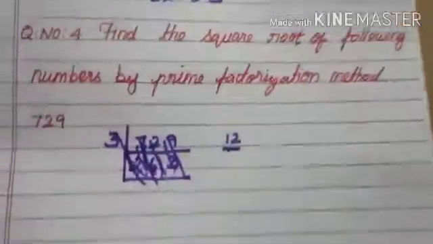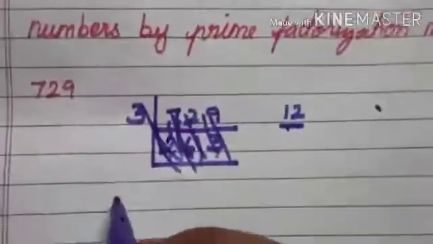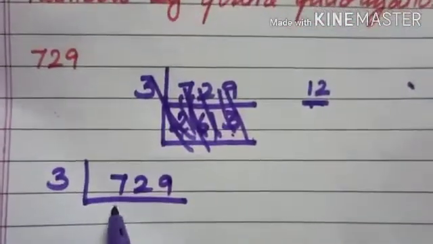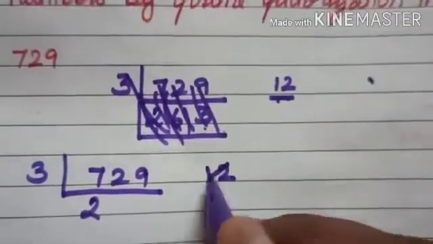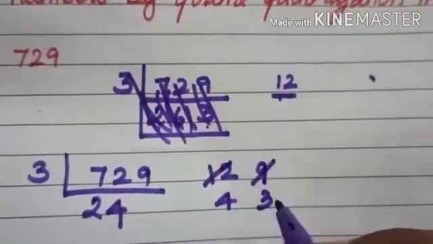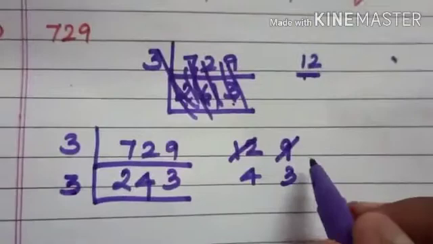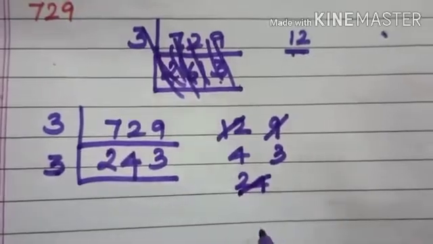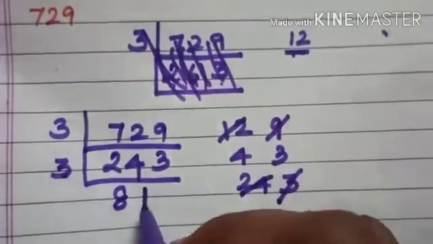So 729. I take 729 here. You take divisibility by 3. How many times? 2 times. So 2 times, 1 remaining, it becomes 12. How many times? 4 times. After that 9 is there. How many times? 3 times. You put 3. Again you go with the 3 table. 2 is smaller, so you take 24. 24 means how many times? 8 times. Remaining 3 is there. How many times? 1 time.